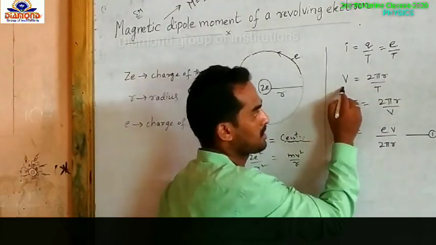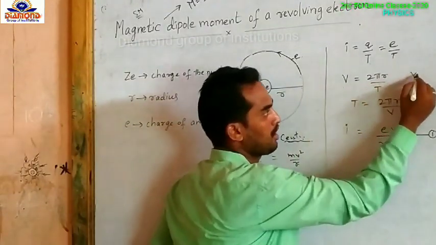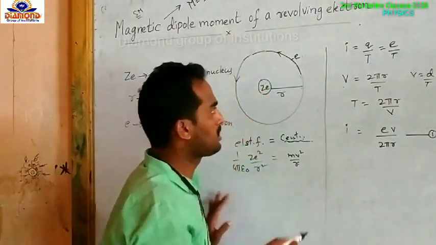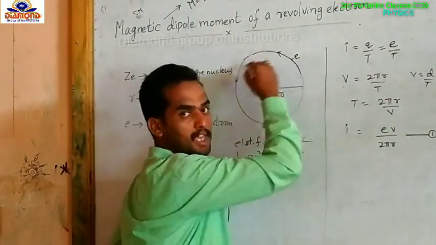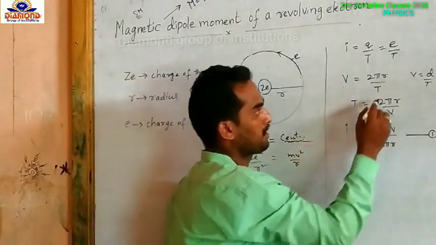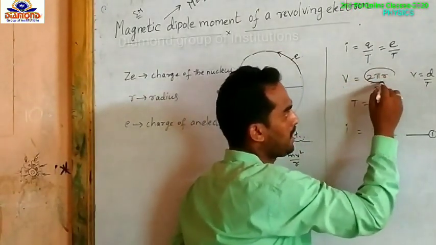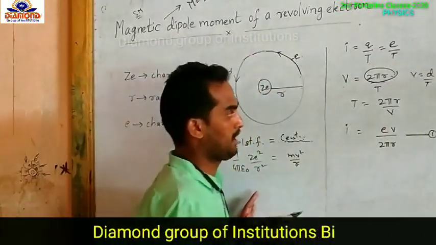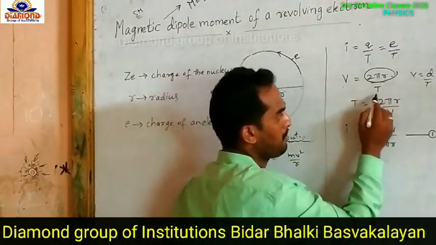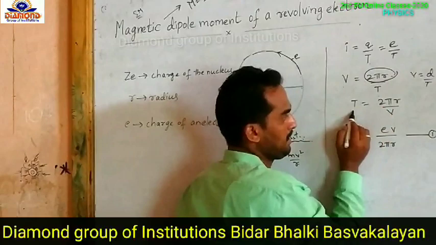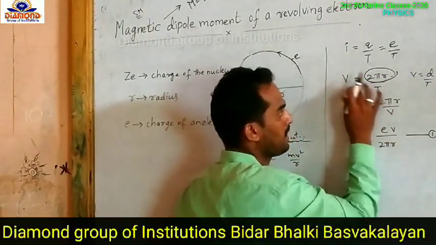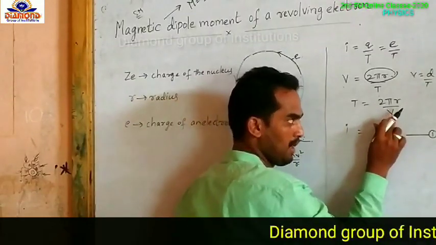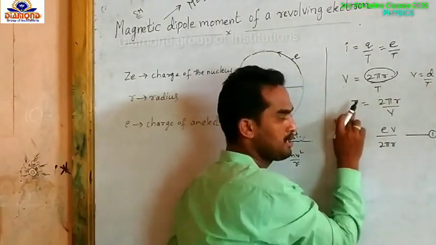Now velocity formula. Velocity is nothing but displacement by time. And here the electron is displacing in which path? Circular path. So for circular path, what is the formula? 2 pi r, which is the circumference of the circle. So V equal to 2 pi r by T. We want T, time, so just interchanging terms, T equal to 2 pi r divided by V. V indicates velocity, r radius, T means time.